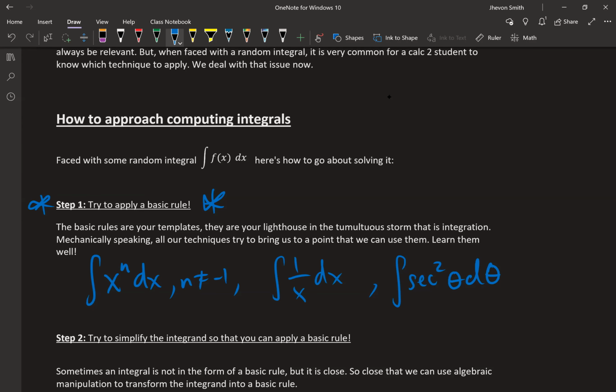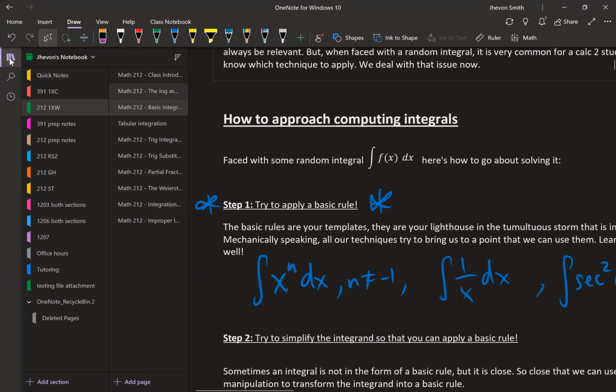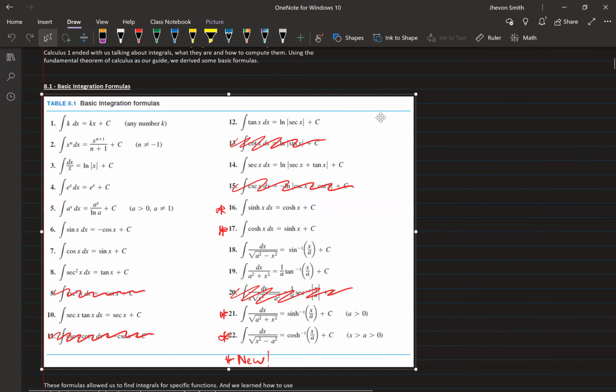Everything you learn on top of this is to get you back to a situation where the basic rules can take you home. So memorize the basic rules. This is the first thing. You want to be good at integration. The first step is to know all the rules in this table. That is step one. You are not going to be good at integration unless you do that first.